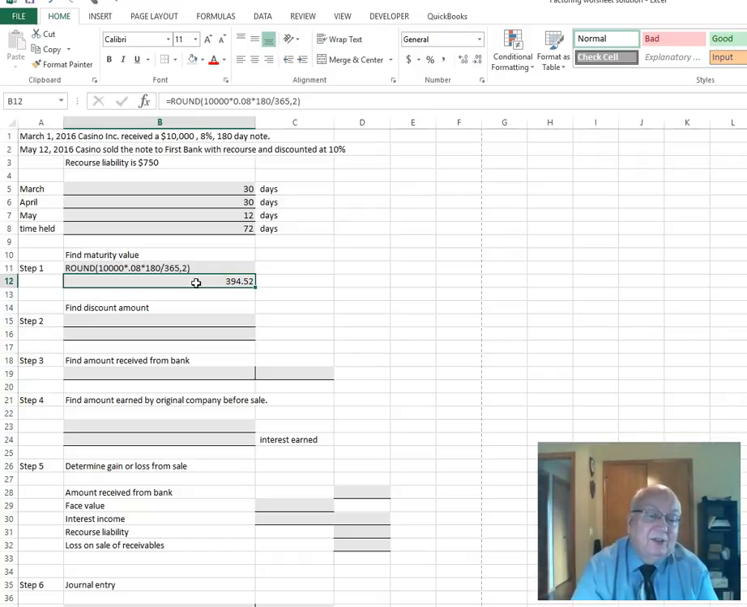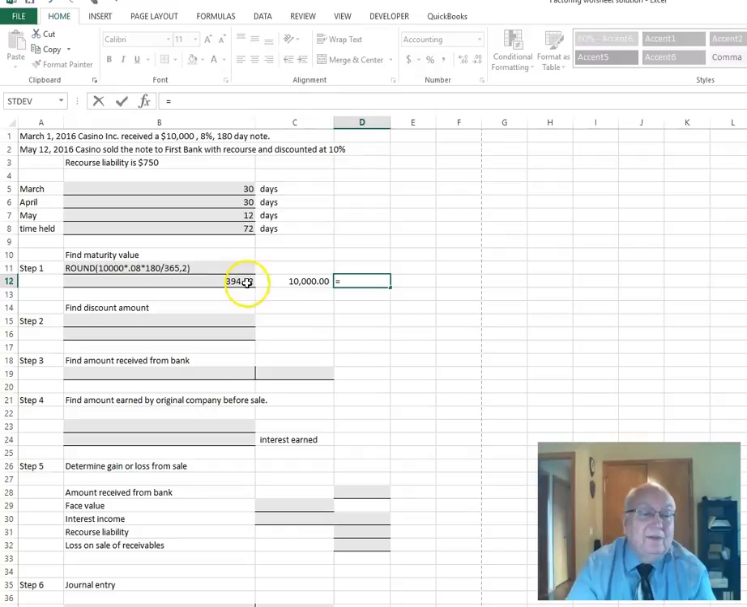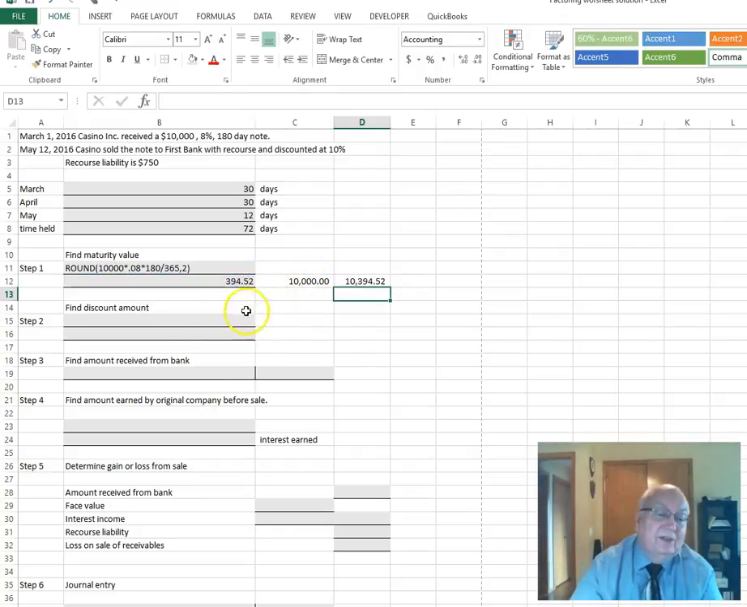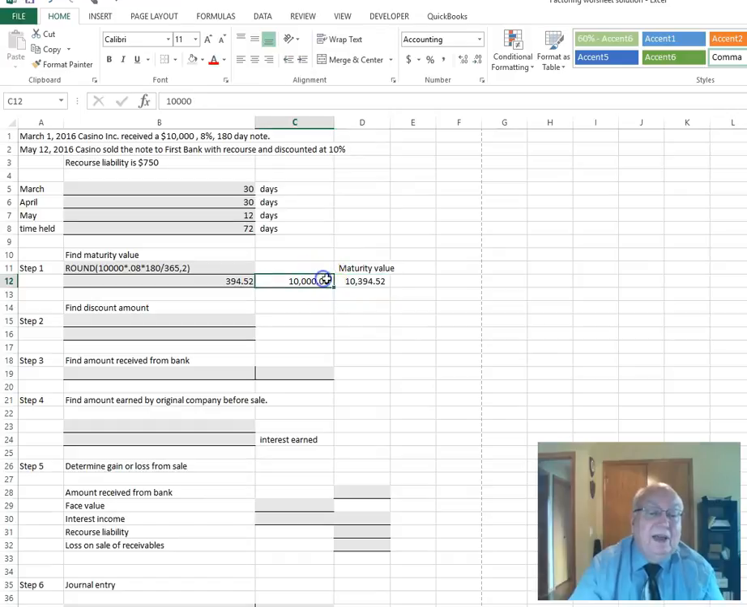Okay, so that's what you're going to collect if you keep the note for the 180 days. So you actually get $10,394.52, because the maturity value would be this plus the 10,000. So the maturity value is that plus the 10,000, or 10,394.52. That's the maturity value. I'll put that up here, maturity value, because this is the face value, so that'll help a little bit in the near future.